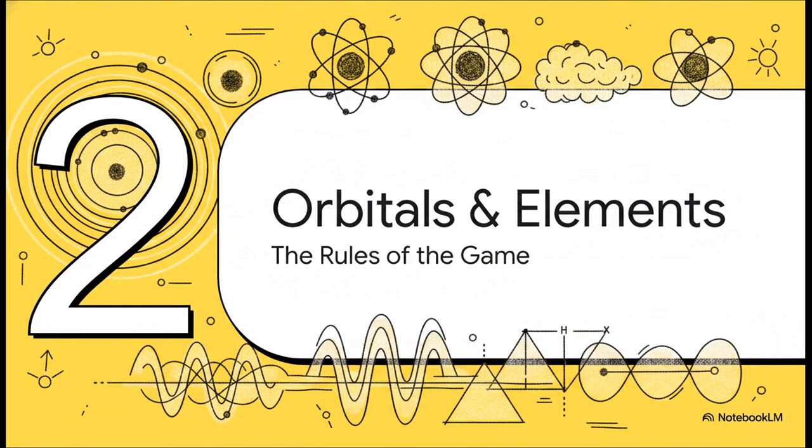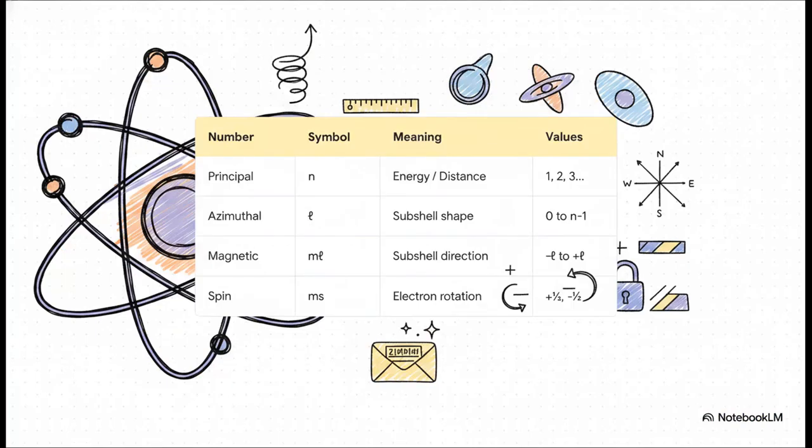Moving right along to Part 2, orbitals and the periodic table, the rules of the game. So we've established these fixed orbits. Let's look at how these rules dictate the structure of literally every element in the universe. To keep all these electrons neatly organized, nature uses what we call quantum numbers. Honestly, think of this as a cosmic zip code for an electron. We have the principal number for the energy level, the azimuthal number for the subshell shape, the magnetic number for direction, and the spin number for the rotation. And here is exactly where Pauli's exclusion principle from earlier kicks in. No two electrons in an atom can have the exact same set of these four quantum numbers. It's a perfectly organized, highly regulated system.